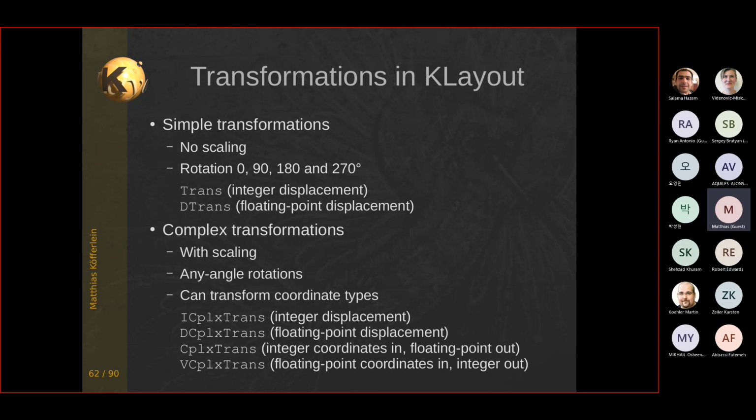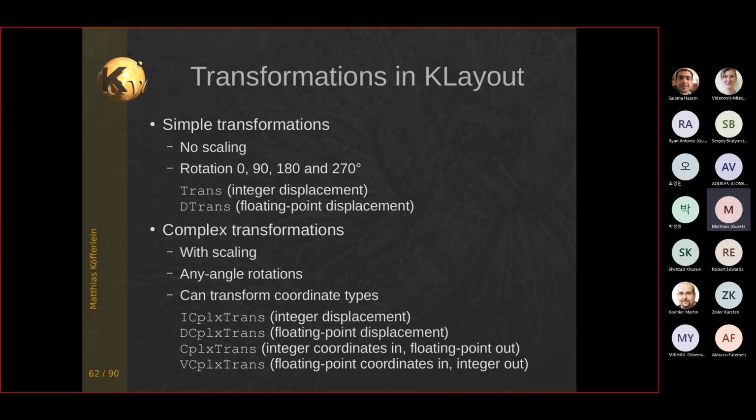So eventually leading to exactly 8 variations, but plus the shift. Yeah. So four rotations plus one mirroring option. And there's also the complex transformation, which goes beyond this. It offers all angle rotations, so like by 23 degrees, and also scaling. But as I said, this is kind of complicated in VLSI layouts.